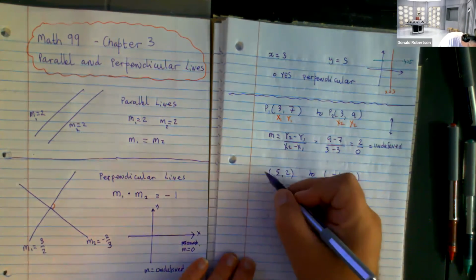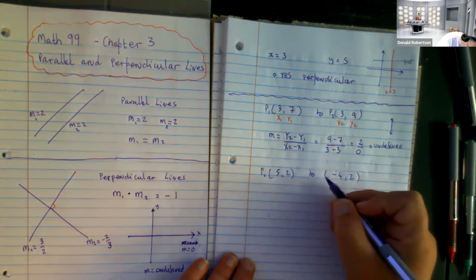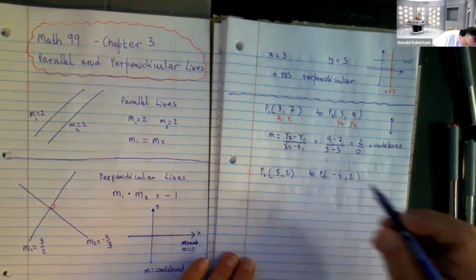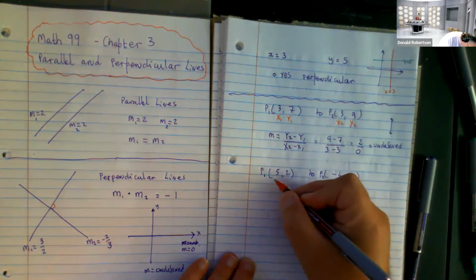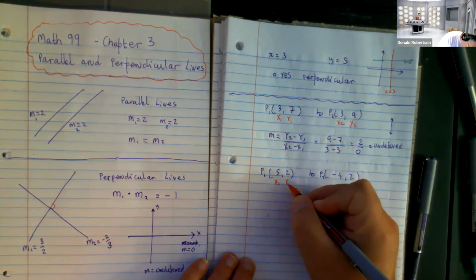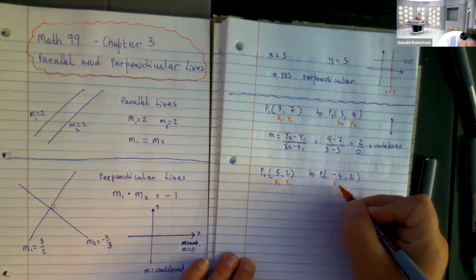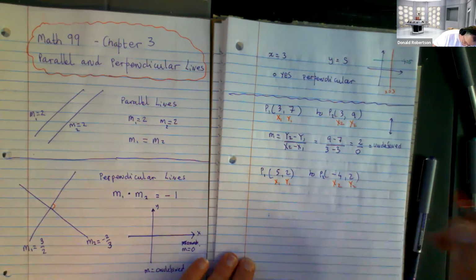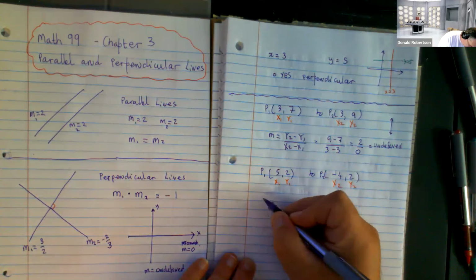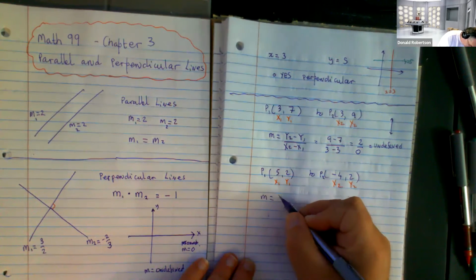Right, we'll move on to this one then. Call that P1, call that P2. There's the x1, y1. Here is the x2, y2. The formula for the slope.